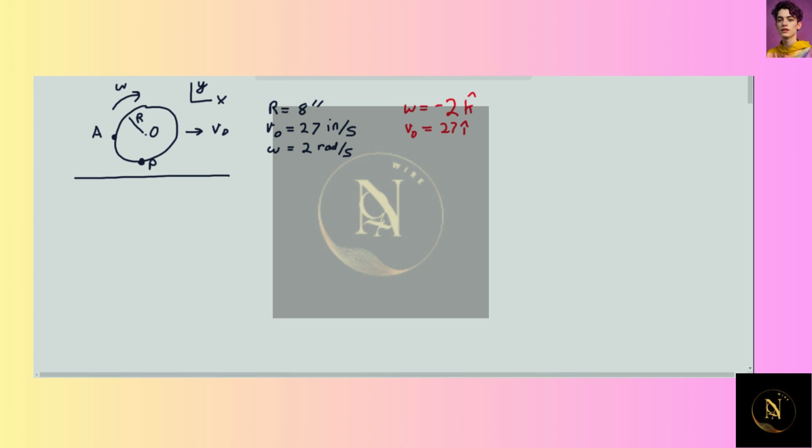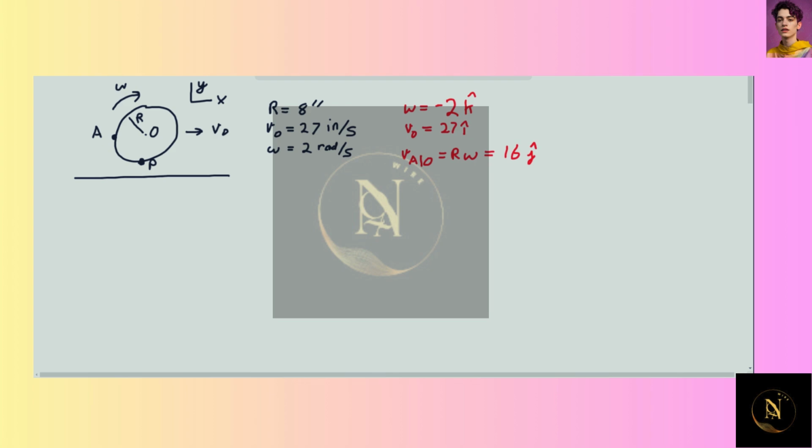And our velocity of A with respect to the origin will be r times omega, and this will be in the j hat direction, so in the y direction, based on the rotation of it. So that's 8 inches times 2, so that's 16 inches per second in the j hat direction.